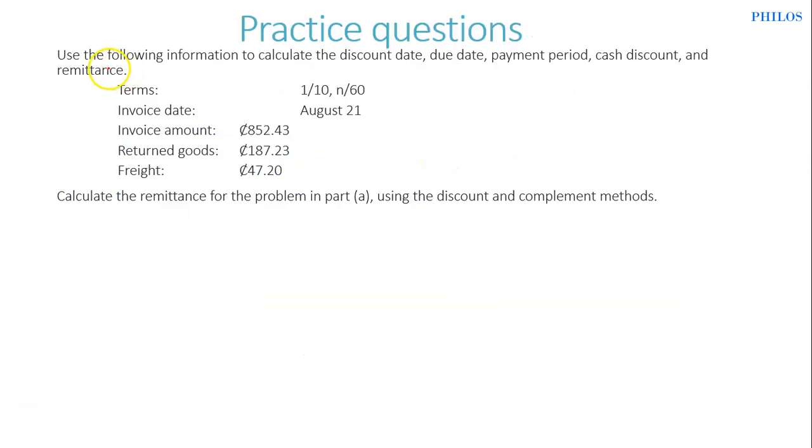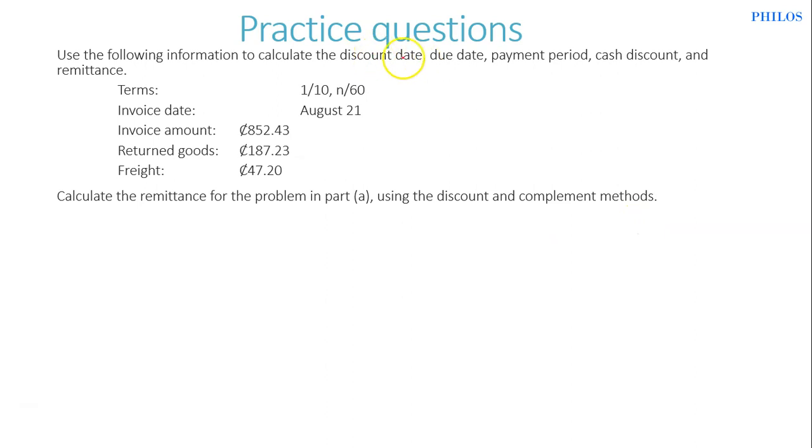Now the question says use the following information to calculate the discount date, due date, payment period, cash discount, and remittance. So this is the term 1/10 net 60. Then the invoice date is August 21, and the invoice amount is 852 cedis 43 pesewas, the returned goods is 187 cedis 23 pesewas, and the freight charge is 47 cedis 20 pesewas. So calculate the remittance for the problem in part A using the discount and complement method.